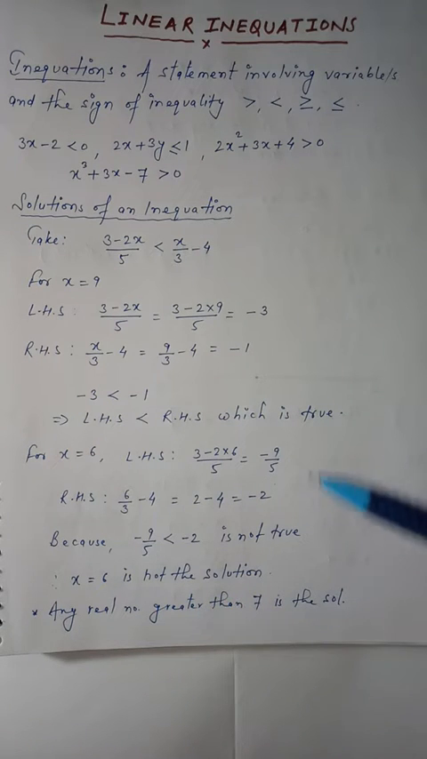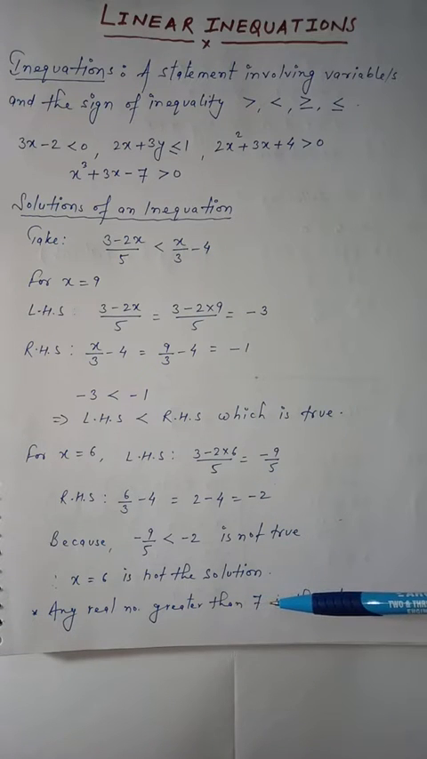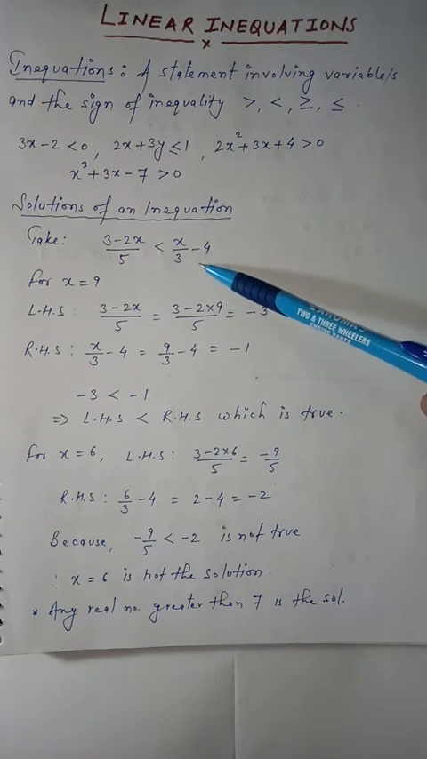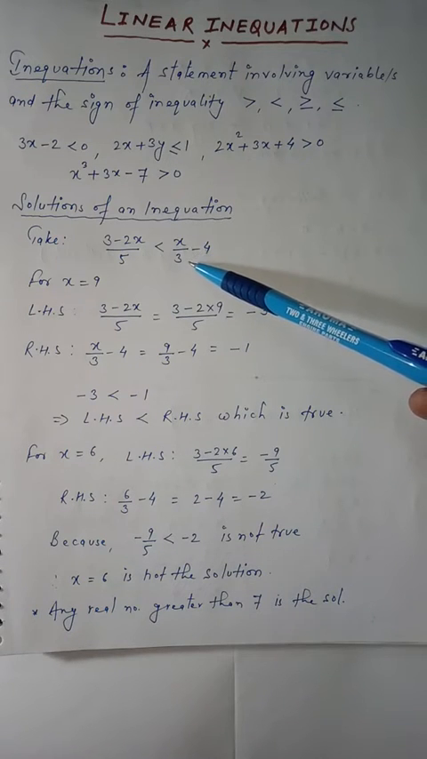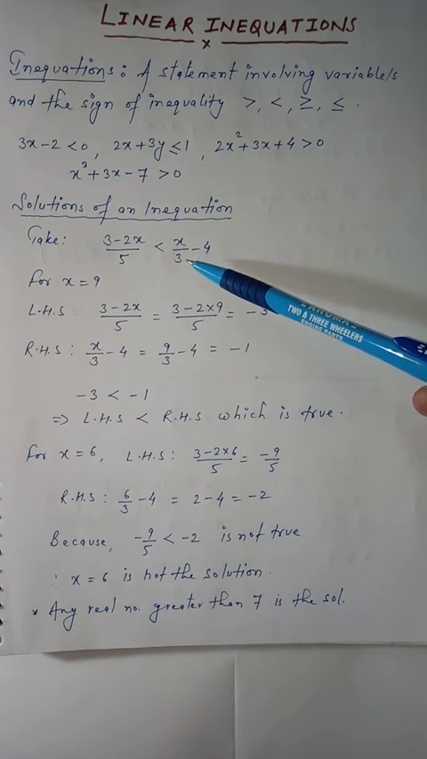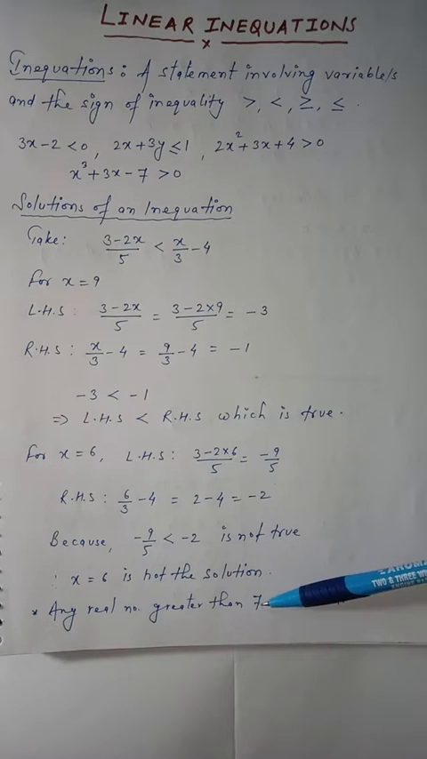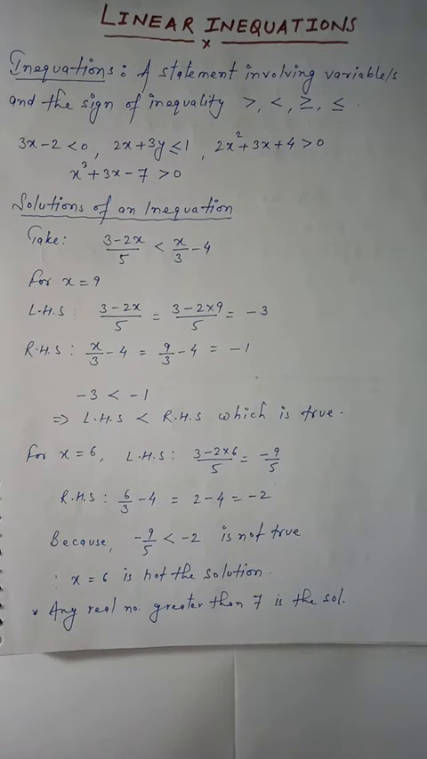When we solve, we will get the proper value: x is greater than 7. It means this inequality is true when the value of x is greater than 7. For less than 7, it is not true. So in this inequality there are infinite values of x, because I am saying greater than 7, which means infinite values of x satisfy this inequation. So for an inequality, the number of solutions may be infinite, unique, or sometimes there is none. Correct.